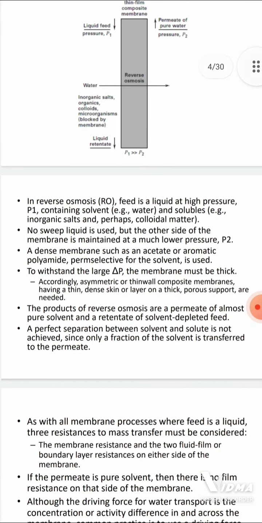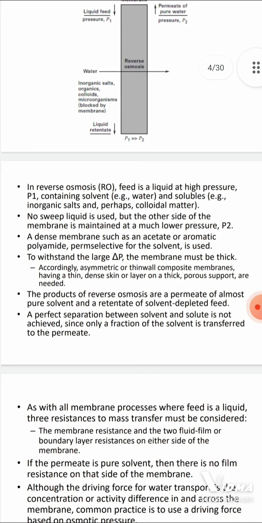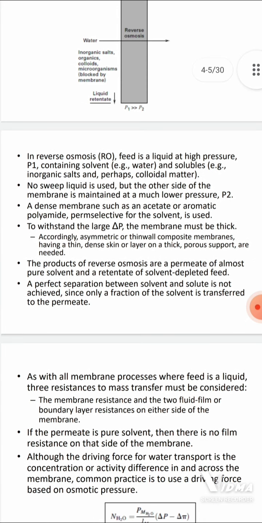As you know, we are supplying a large pressure drop. In order to withstand that pressure, the membrane we are using must be thick, so we use asymmetric or composite membranes which have a dense layer or dense skin, or we can use porous supports for the membrane in order to withstand the pressure.